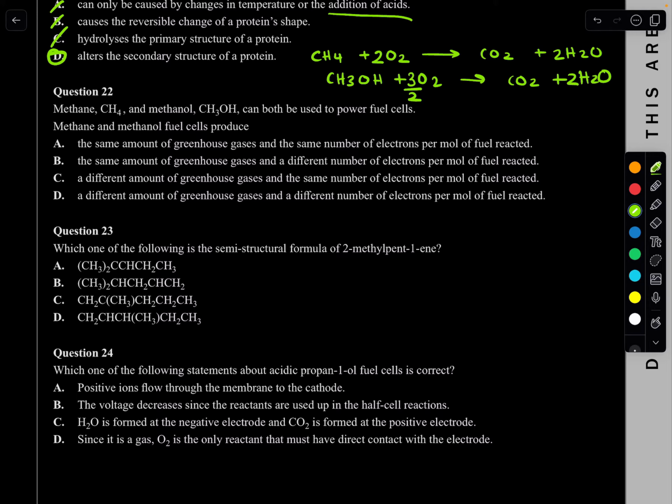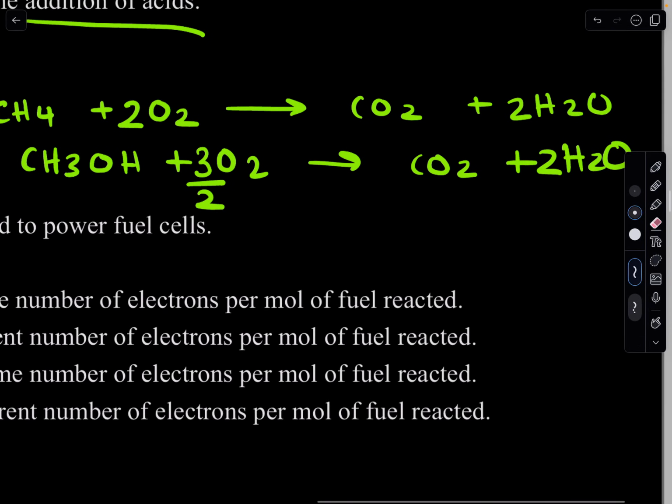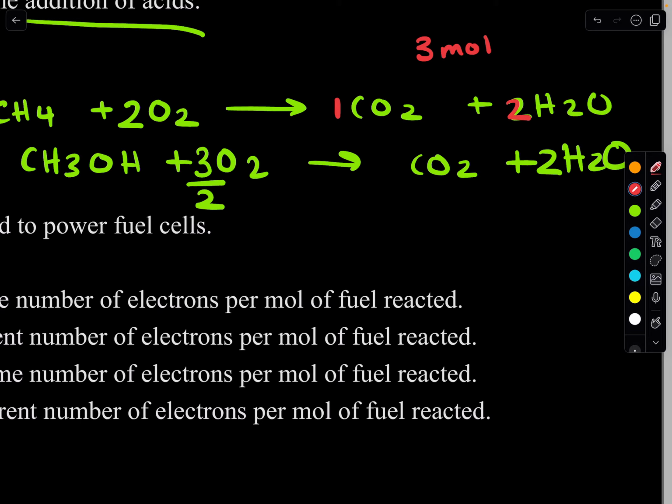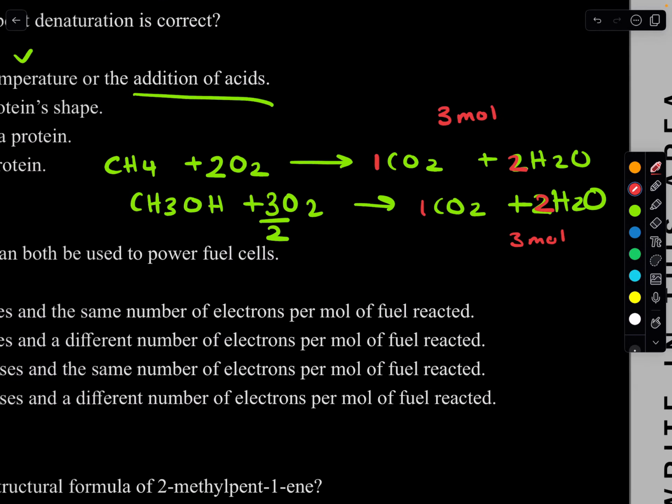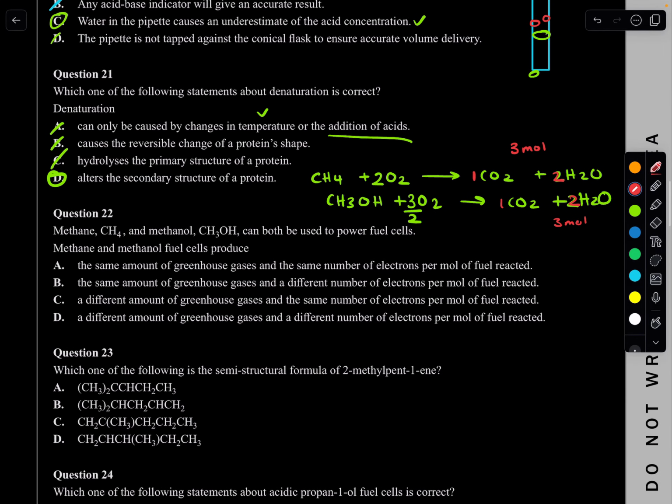So methane and methanol fuels produce the same amount of greenhouse gases. Now remember, greenhouse gases are basically water and CO2. Let's look. You can see that we have 1 mole of CO2 and we have 2 moles of H2O, which overall gives us 3 moles of greenhouse gases. Whereas this one too does the same. We got 1 mole and we have 2, so this also creates 3 moles of greenhouse gases, and hence yes, they do have the same amount. So C and D are wrong. And the same number of electrons per mole of fuel reacted, or different?